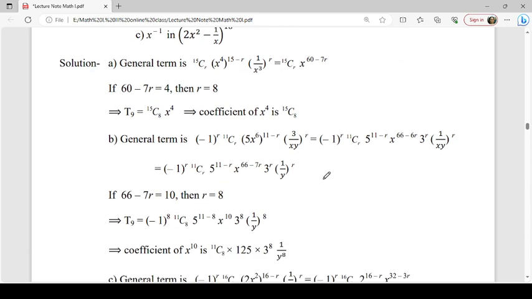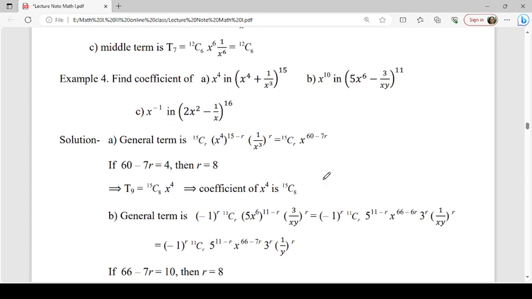Then next one, it is x to the power 10. So we need to find that, we need to write the general term. So it is T(r+1). So T(r+1) formula is minus 1 to the power r, then 11 here, because it is minus, so it is minus 1 to the power r. So you can note it down also.